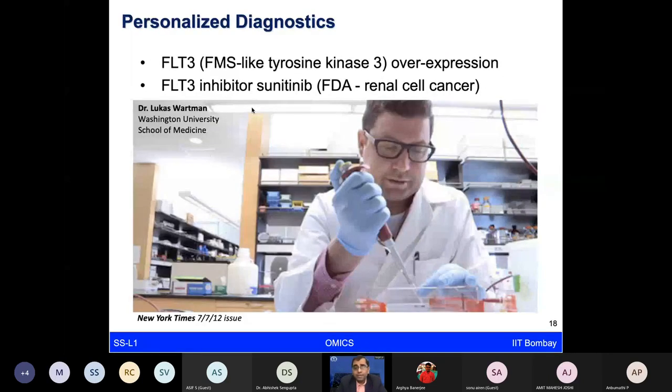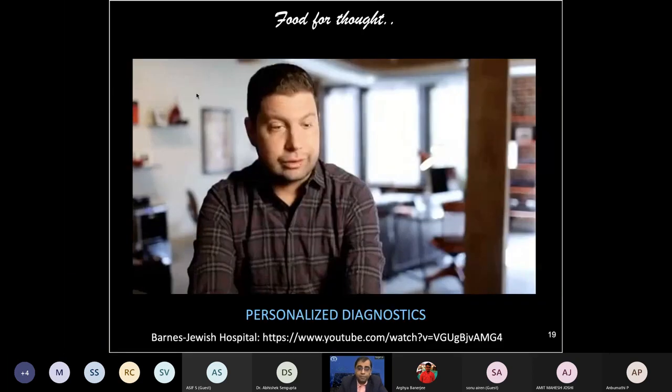Let me take you to another example, which is from a researcher. His name is Dr. Lucas Wartman. He's from Washington University in the US. And he was working on leukemia research. And unfortunately, he himself got that blood cancer, leukemia. So he wanted to sequence his own genome to find out which genes actually have mutations. At that time in the US, they were not supporting gene sequencing as a part of their healthcare regulations, but the university allowed him to do that. And you can watch this clip from the Barnes Jewish Hospital, what happened to Dr.